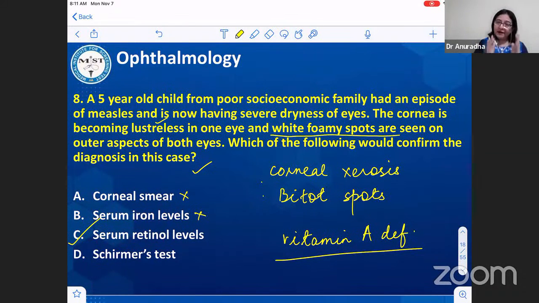Schirmer test can tell me that yes, this child does have dry eye, but what is the reason for his dry eye? I have to correct that. And already I see some signs of that diagnosis. I see conjunctival xerosis, corneal xerosis, Bitot's spot. So I will not waste my time on the Schirmer test. I already know the dryness is happening.